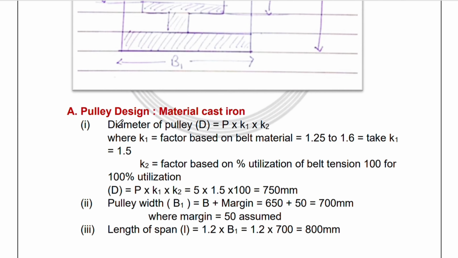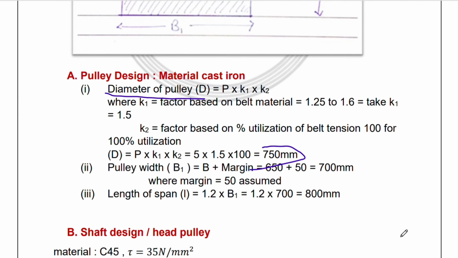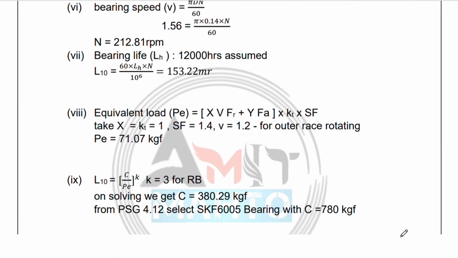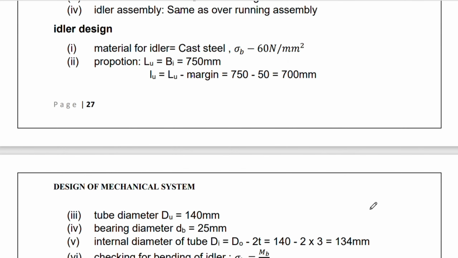In step number 5 here, we have found the diameter of pulley. For that we have got the diameter of pulley equal to 750 mm. So this will be equal to the diameter of pulley. Next, small LU is equal to capital LU minus margin. Margin we assume 50, 25 on left side and 25 on right side. So this capital LU is 750, so 750 minus 50, which will be 700 mm.